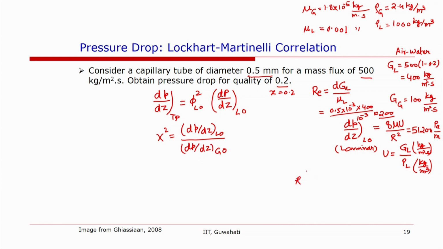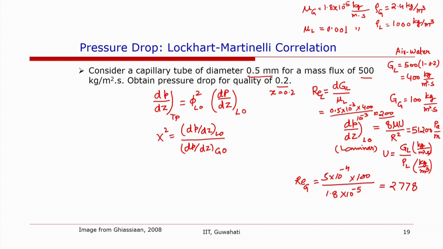So we will need to find, that was Reynolds number of liquid, we need to find Reynolds number of gas. So that is again 5 into 10 to the power minus 4, which is the channel diameter, into 100, which is the gas flow rate, divided by mu of gas, which is 1.8 into 10 to the power minus 5. So we get the Reynolds number of gas phase is about 2778.